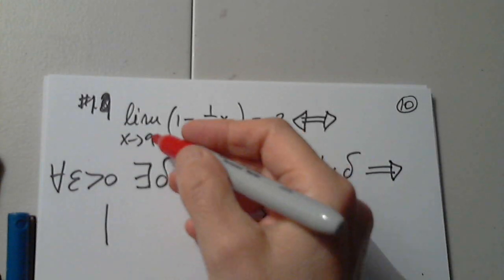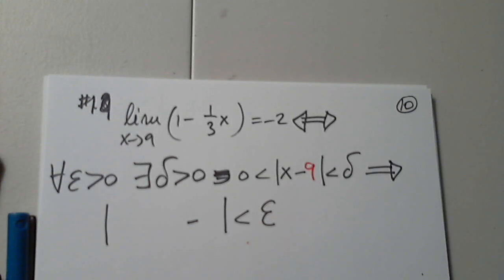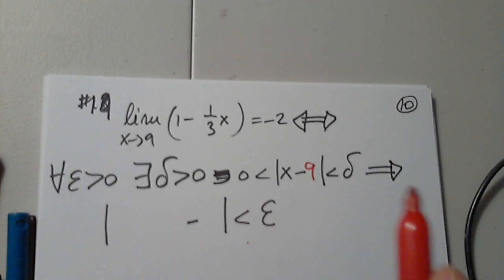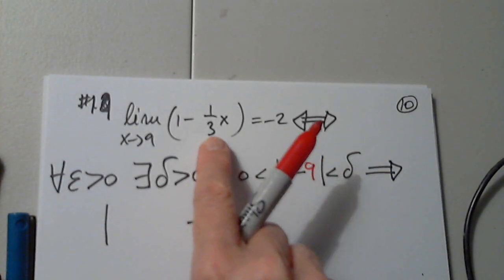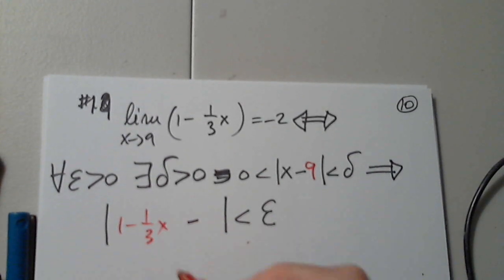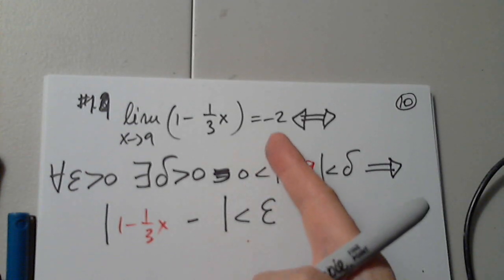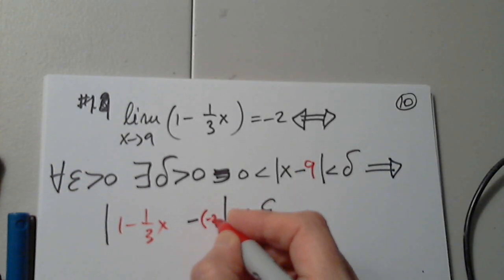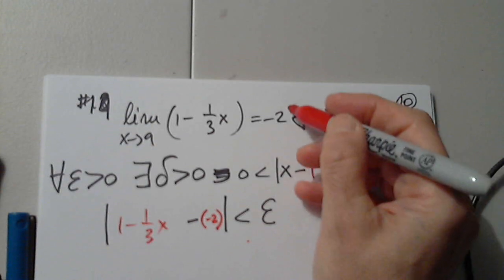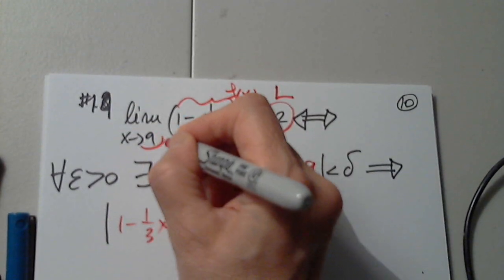Would that be 9? Of course, it's x. Next, what goes in here? Would that be 1 minus? Yes, the function value, 1 minus 1/3 x. What goes in here? It has to be the limit, and I have to put it in parentheses. Oh, sorry. The limit is negative 2. So this is the L, this is the function, and this is the a.